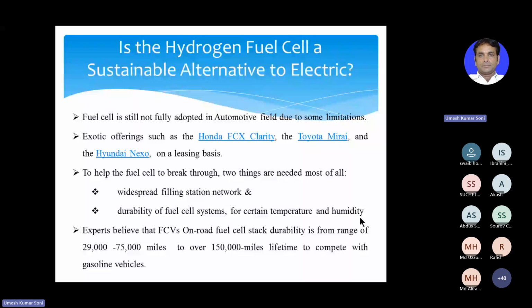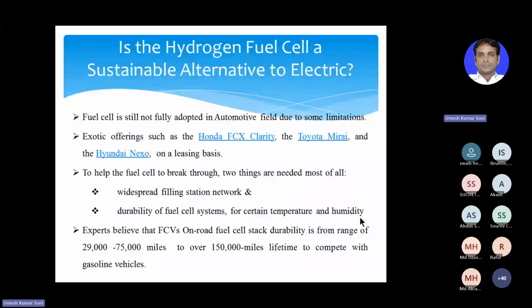So now we see why hydrogen is important as a sustainable alternative for electric vehicles. Fuel cell is still not fully adopted because there are some limitations. The limitations of the fuel cell are: a widespread filling station network is required. Second is the durability of fuel cell systems for certain temperature and humidity, meaning that for different temperatures and humidity the performance of the fuel cell changes.